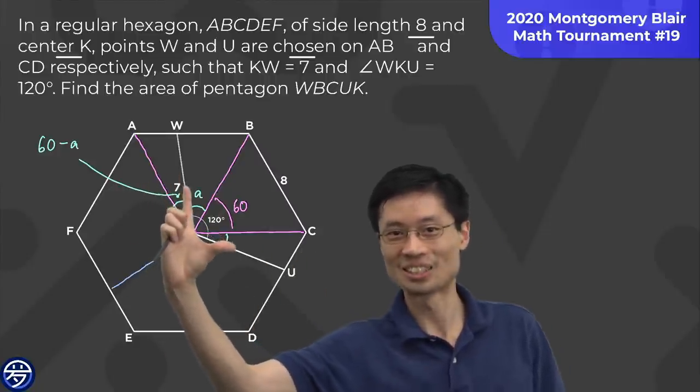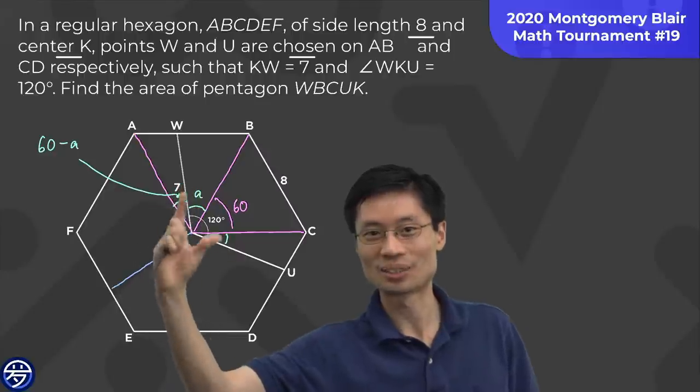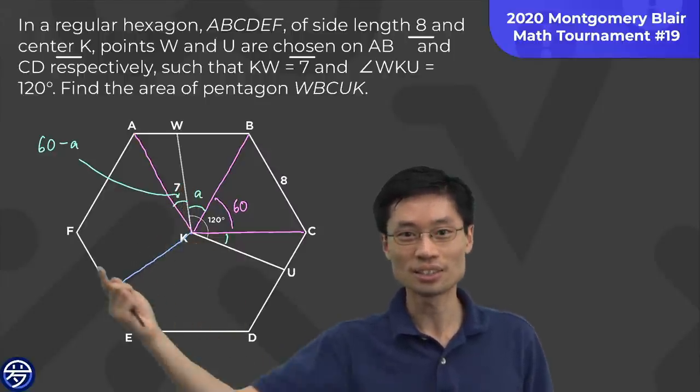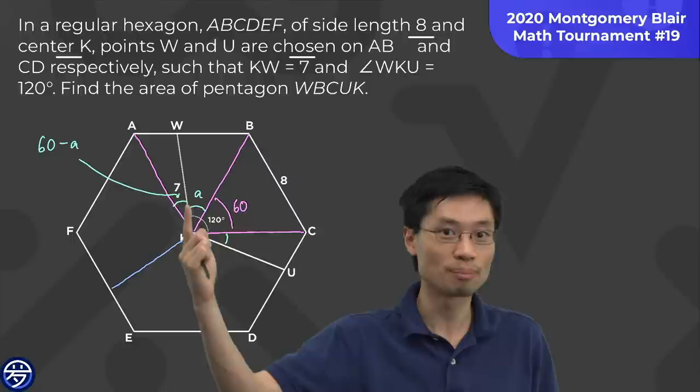But anyway, so imagine that this thing here was 120 degrees. And if I have 120 degrees minus the 60, so I've got 60 left, minus an A, I have 60 minus A.